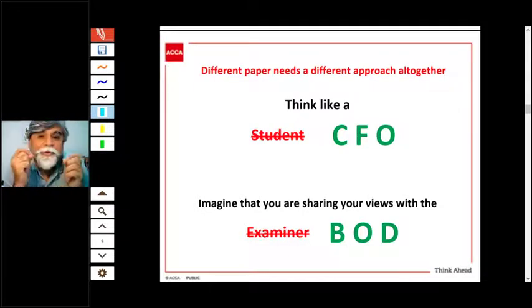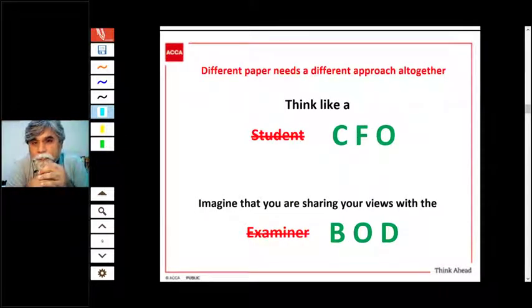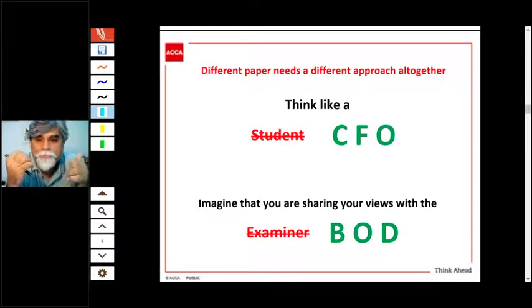So here's the secret to pass SBL. Is it a different paper? Yes, it's a very different paper. If you want to pass a different paper, then you need to adopt some different techniques. The techniques which you have been using so far in any other ACCA subject may not necessarily work in SBL, because SBL is a different beast.